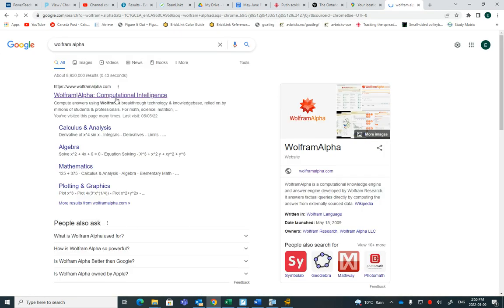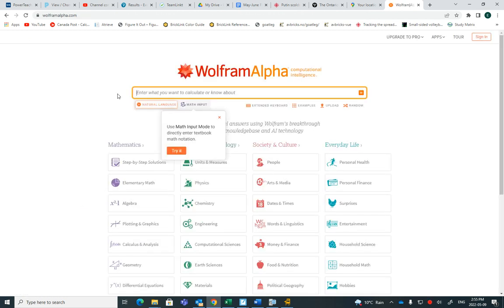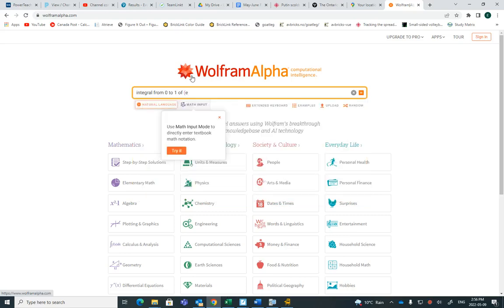It is the Google of all things mathematical. Okay, so this is what we're finding. We're finding the integral from 0 to 1 of e to the 3x minus 2 over x plus 1 dx. All right, let's just do that.